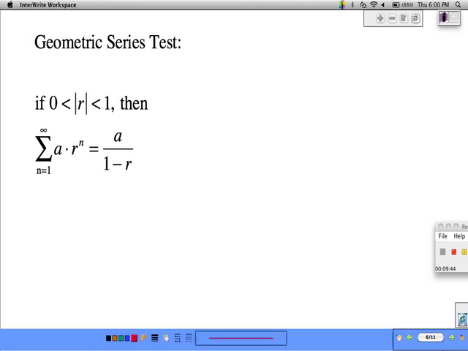Hopefully we remember that for a geometric series, if the absolute value of the common ratio is less than 1, then we have this property here. The sum from n equals 1 to infinity of a times r to the n minus 1, and I forgot the minus 1 in the notes there, is equal to a, the first term, divided by 1 minus r.